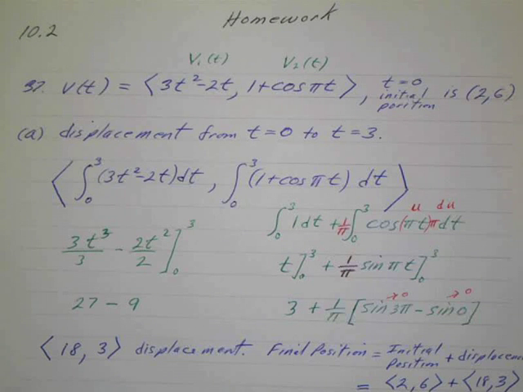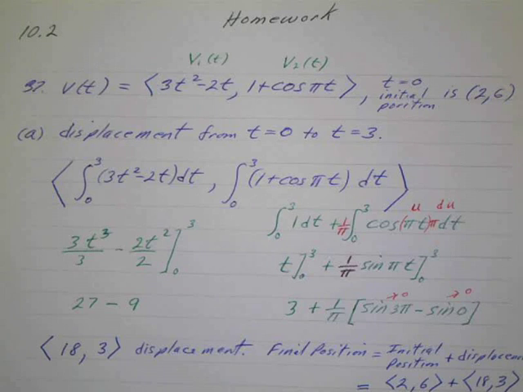Here's some more problems from section 10.2, and this is number 37. If you read in the book, it says 37 and 39, the velocity of a particle moving in the plane is given, along with the position of the particle at time t equals 0. Find the position of the particle at time t equals 3. Find the distance traveled from t equals 0 to t equals 3.